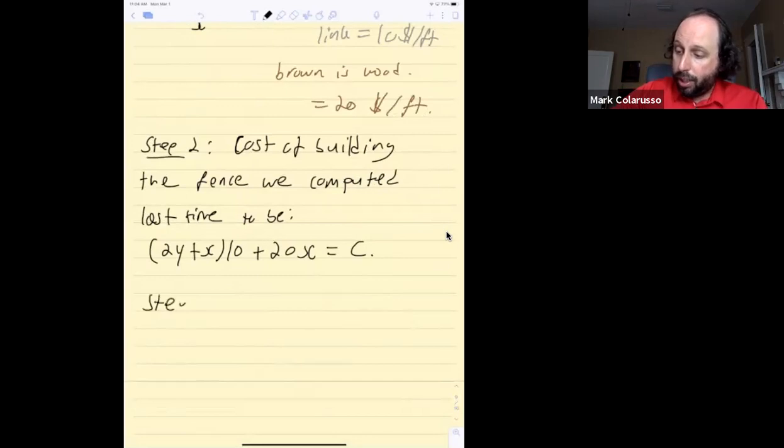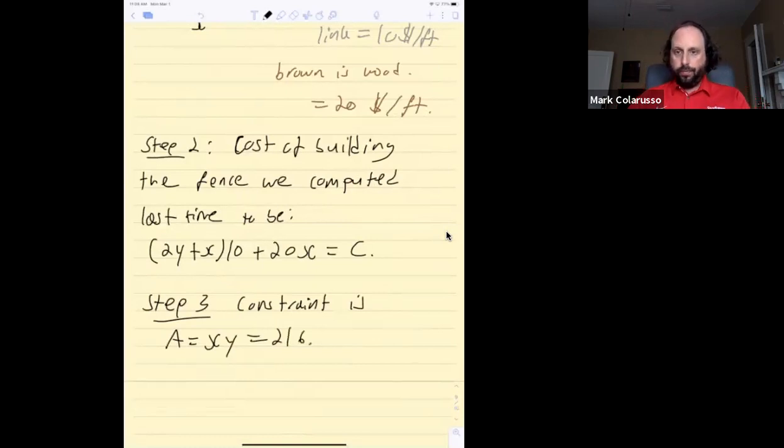Now, step 3, the constraint is the area, which is x times y, is 216 in total. Oh, sorry, area, feet squared.